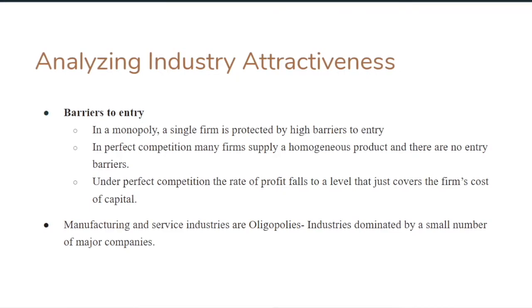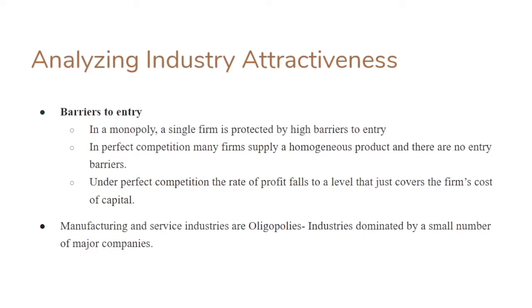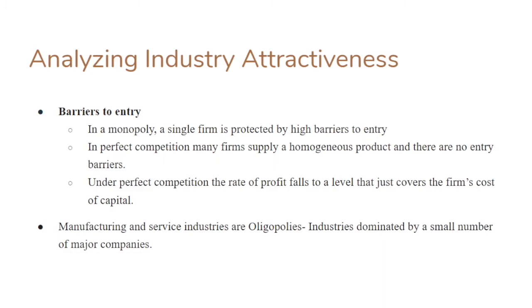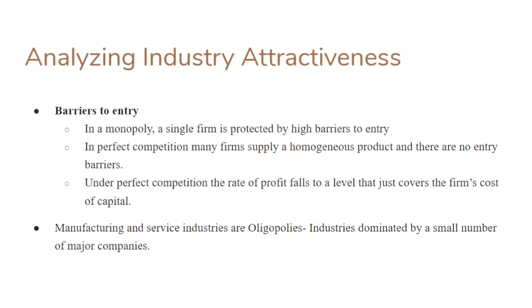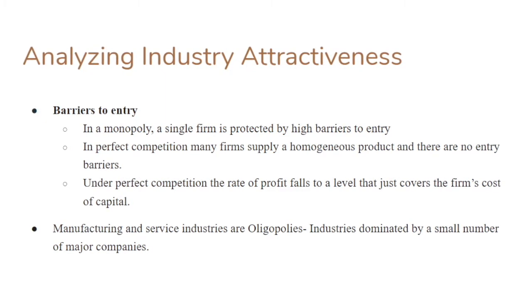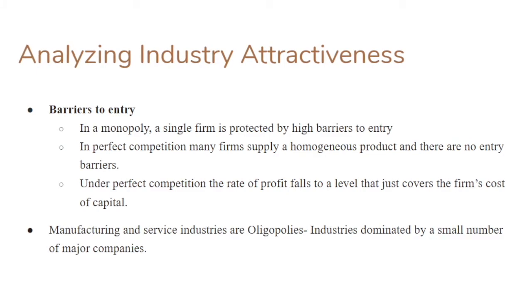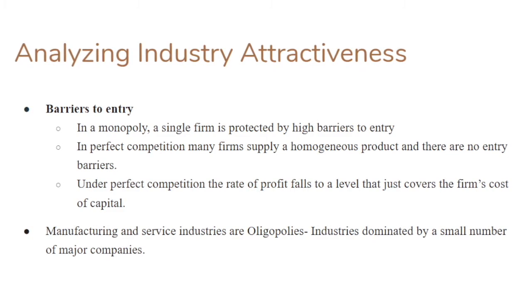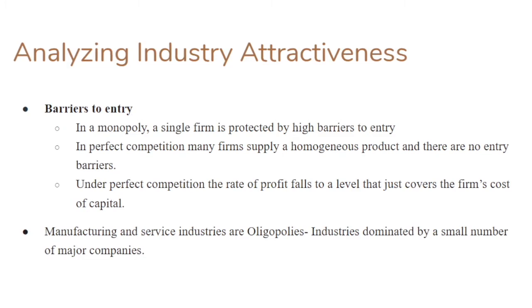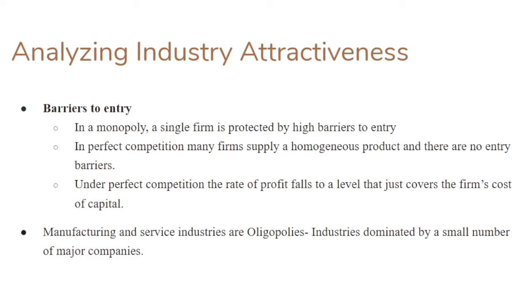Two reference points that were mentioned in the textbook regarding industry structure are the theory of monopoly and the theory of perfect competition. In a monopoly, a single firm is protected by high barriers of entry. In perfect competition, many firms supply a similar and homogeneous product, and there are very little to no entry barriers. Typically, under perfect competition, the rate of profit falls to a level that is just enough to cover the firm's cost of capital. The textbook also mentions that most manufacturing and service industries are known as oligopolies, which are industries that are dominated by a small number of major companies. An example of an oligopoly would be the cell phone industry, where although there are smaller cell phone service providers, the major providers that dominate the industry are Verizon, Sprint, AT&T, and T-Mobile.